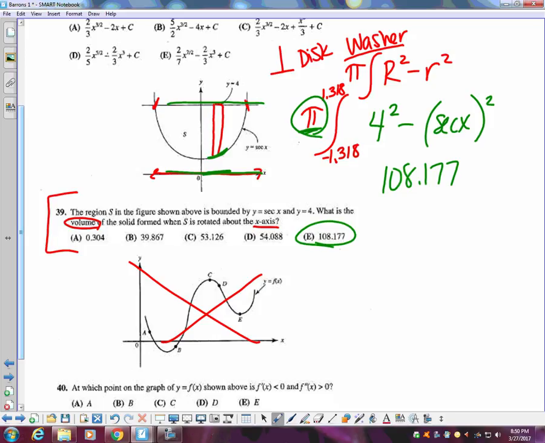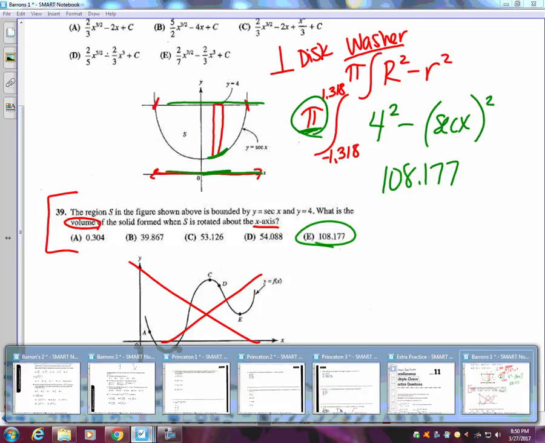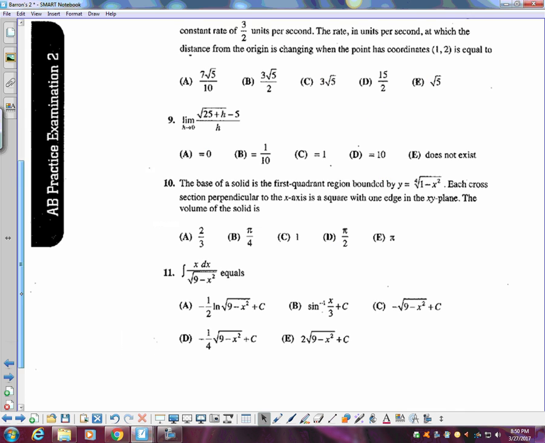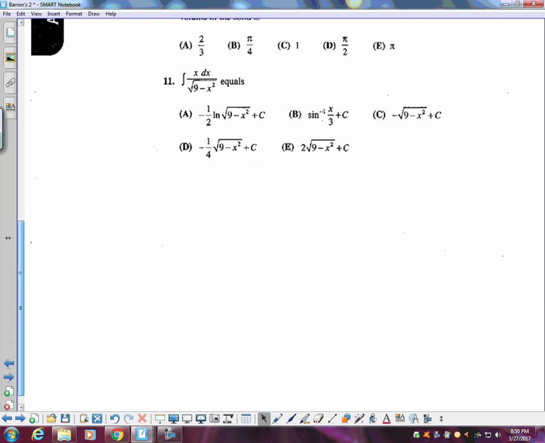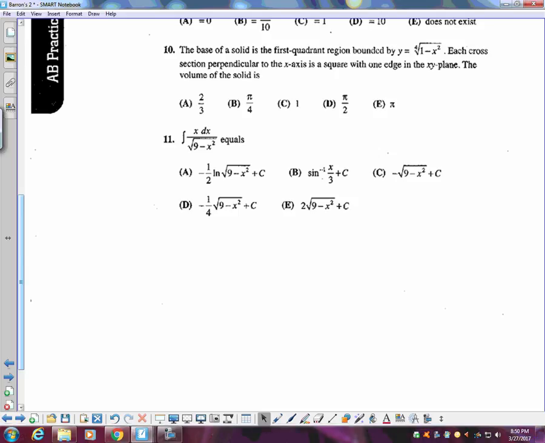Okay, the next one we're going to is Barron's 2, number 10. And this one is a cross section. So have your formula sheet if you need it. So you're going Barron's 2, number 10. And this is no calculator. All right. It says the base of a solid is in the first quadrant, bounded by that. Again, no calculator. Each cross-section perpendicular to the x-axis is a square with one edge in the xy plane, and I want the volume.